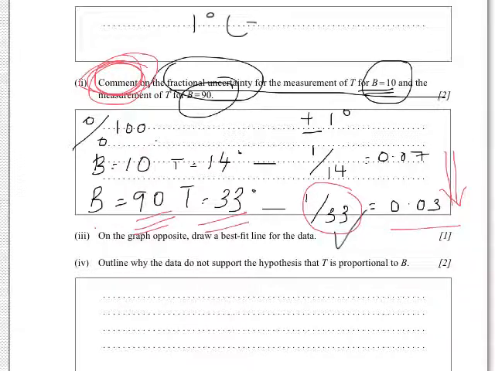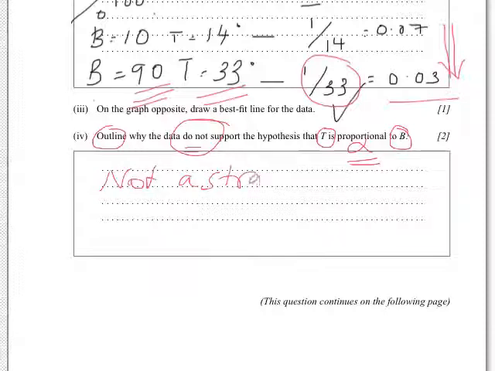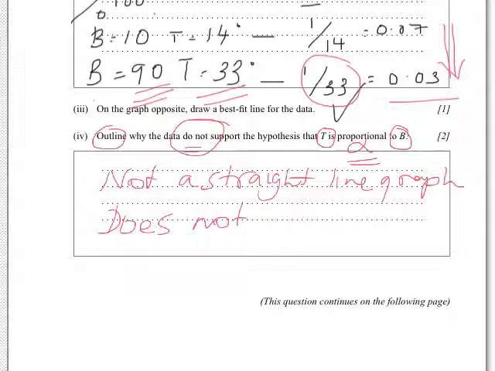Part 4, outline why the data does not support the hypothesis that T is proportional to B. This is basically asking you to explain what proportionality looks like. Now, the data does not support it because it's not a straight line graph, and it does not go through the origin. Now, this is a very common question.